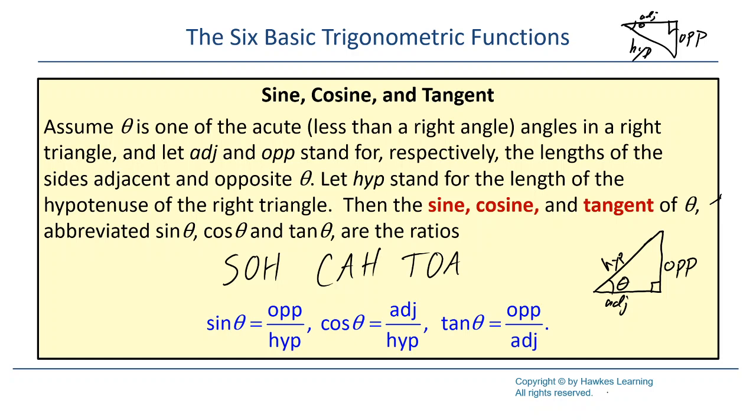So, sine, opposite over hypotenuse, cosine, adjacent over hypotenuse, tangent, opposite over adjacent. Like I said, this is probably the thing that if you're thinking trig, may have been the first thing that came to mind if this was not your first experience with trig functions.